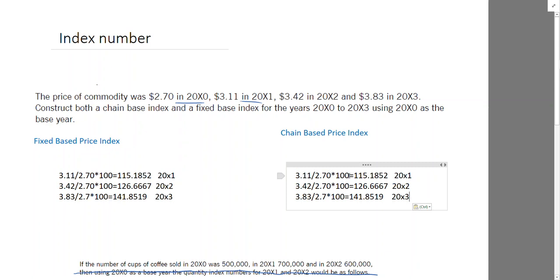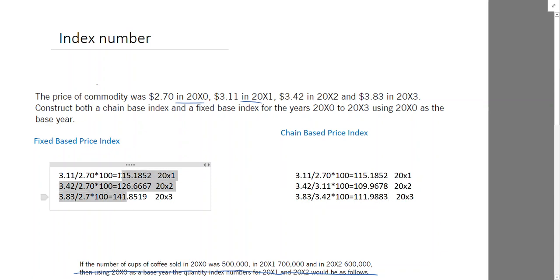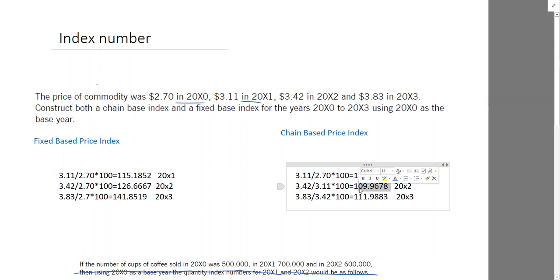In chain base index, the first one would be the same. Now in the next year, we take the previous year as the base for next year. So it is like a chain. Now in fixed base, it always seems that it is increasing, but in chain base index, we can see that in year 2 that increase has slowed down a bit.